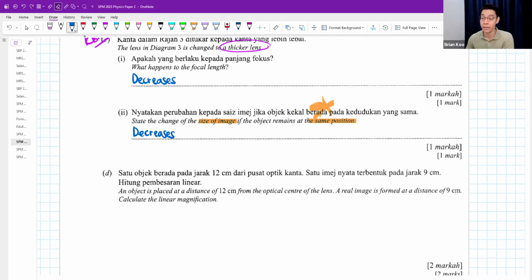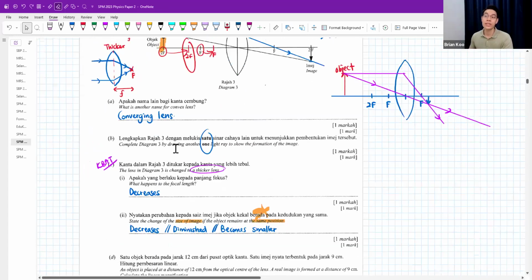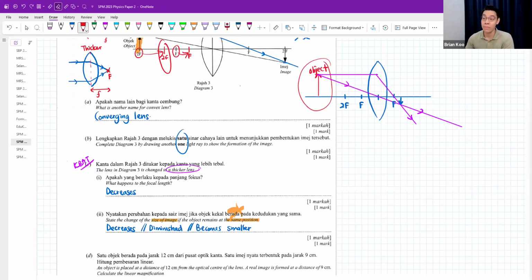Or you can also say the size of the image becomes diminished. Or you can say becomes smaller. Also can. The easiest answer is that you say decreases, right? So what happens? This question is really not easy. They're asking you at the same position. Right now, your object, if you notice, has already become u greater than 2f. The distance is further than your 2f. Originally, the object distance was at u equals 2f.